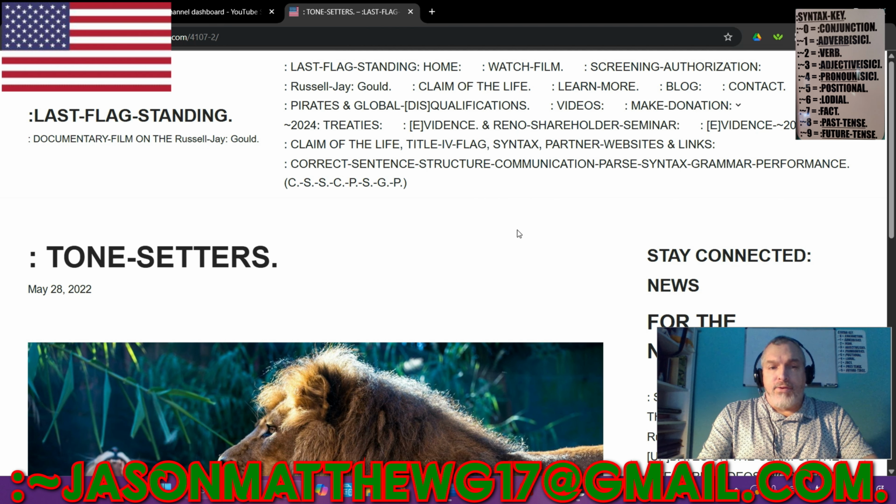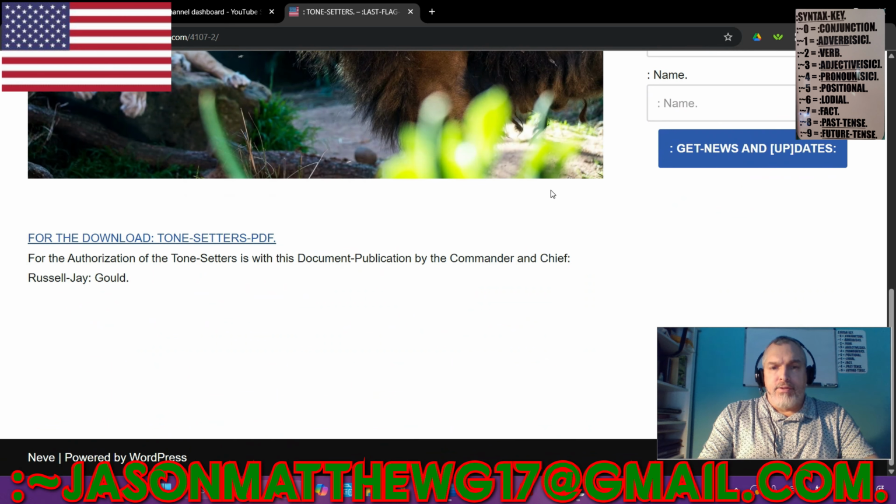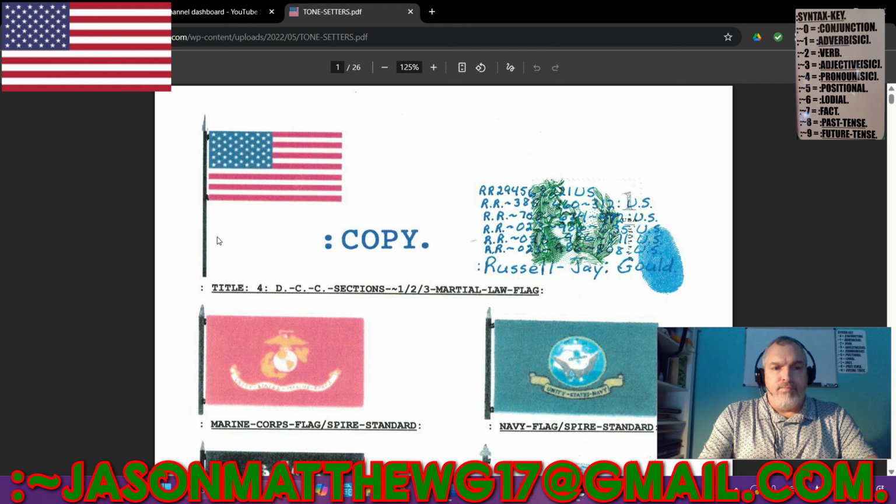All right. So not to get distracted here, but there are mistakes like that all over here. Let's go down to right here. Tone Setters PDF. Right off the bat, folks. What do you see here? This is indeed a 1 by 1.9 flag, but do you see the spire here? What does that mean? Army Regulations 840-10 and also videos on flag protocol by DAVID-WYNN Miller and this individual right here, Russell J. Gould. That means war, martial law, at war with the people, quote unquote.